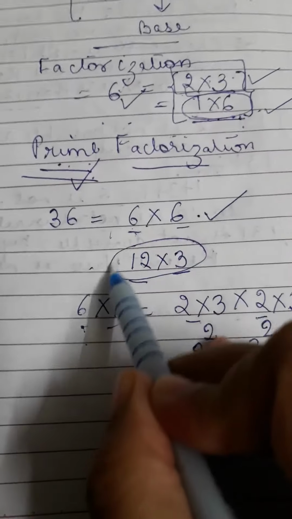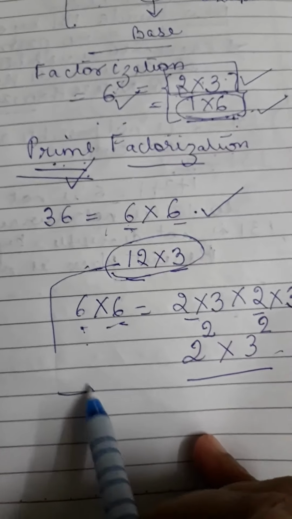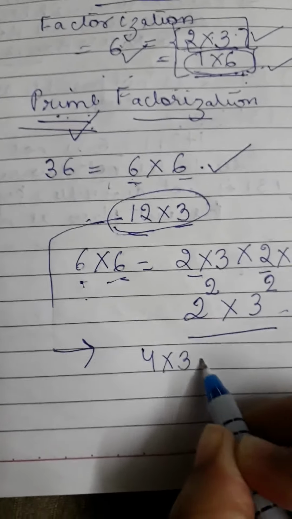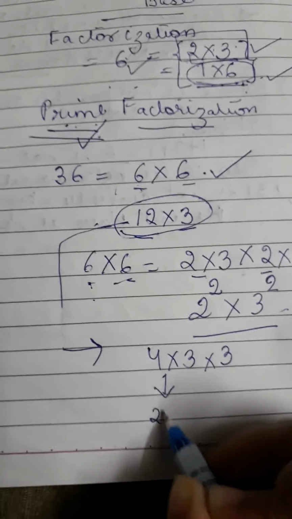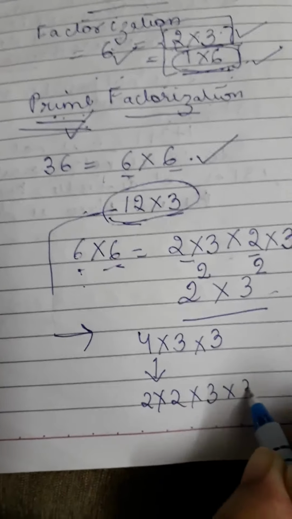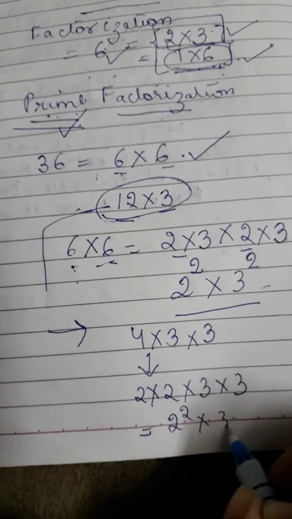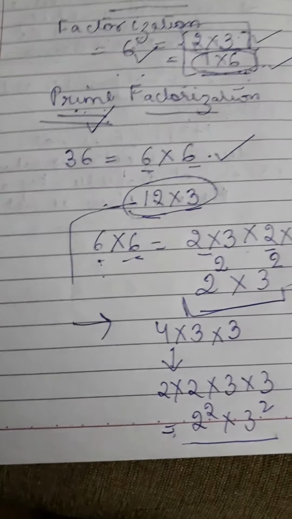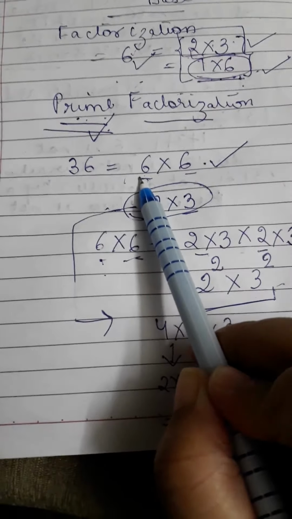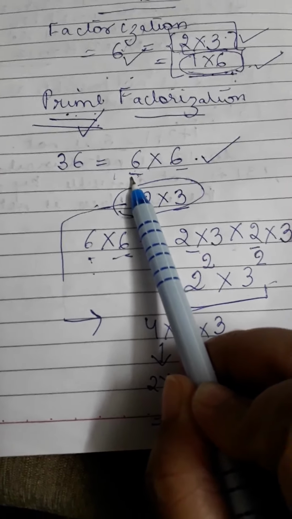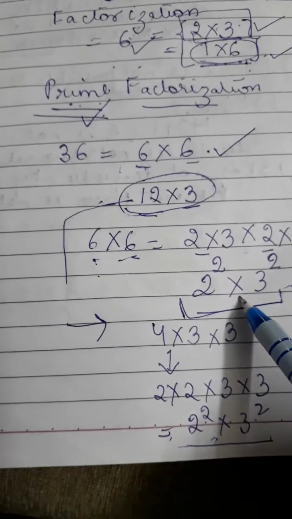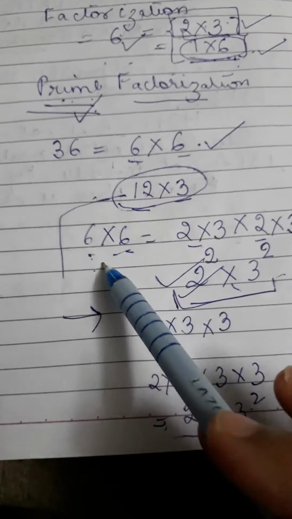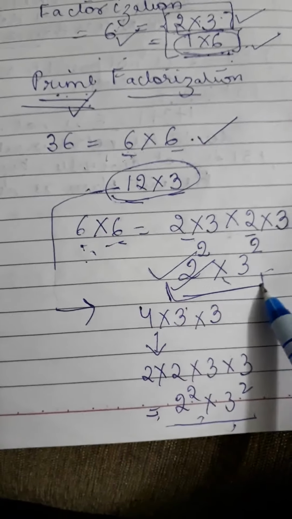This also I can express as prime factorization. How will this be written? 12 can be written as 4 into 3 into 3. 4 can be further written as 2 into 2 into 3 into 3. So 2 square into 3 square. The final answer will be the same because you are breaking it further and putting it in a more simplified form, which is in the prime numbers form. So obviously the end result will be the same. Fine. This is known as prime factorization. You are factorizing a number in terms of prime numbers.